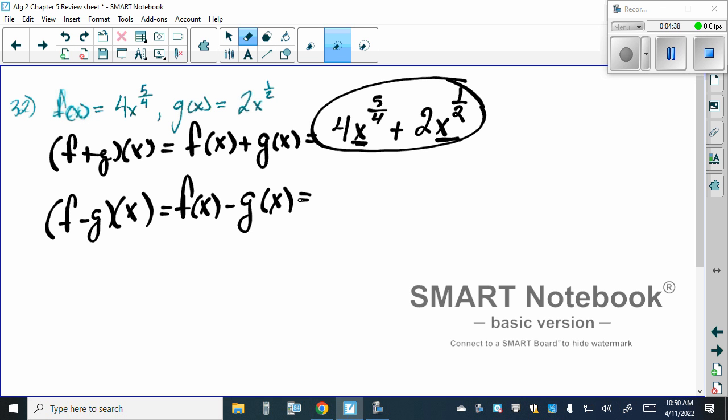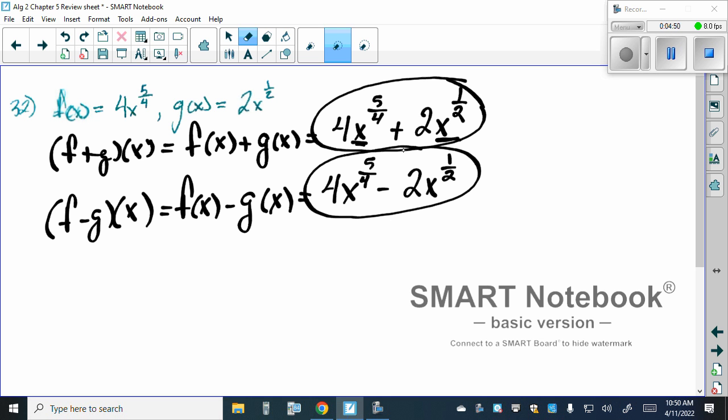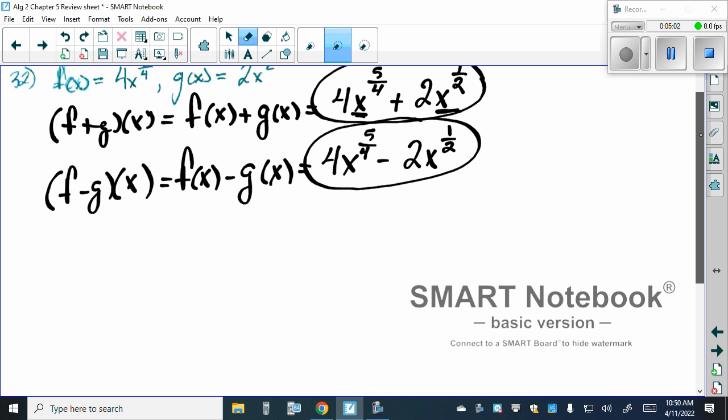So if we look at subtraction, it's going to be very similar to the addition, because we're going to have 4x to the 5/4 minus 2x to the 1/2. And again, just like with addition, we can't actually combine these terms, because we don't have any like terms between x to the 5/4 and x to the 1/2. So that is addition, subtraction. We just end up writing it out. We don't have to do anything with it.